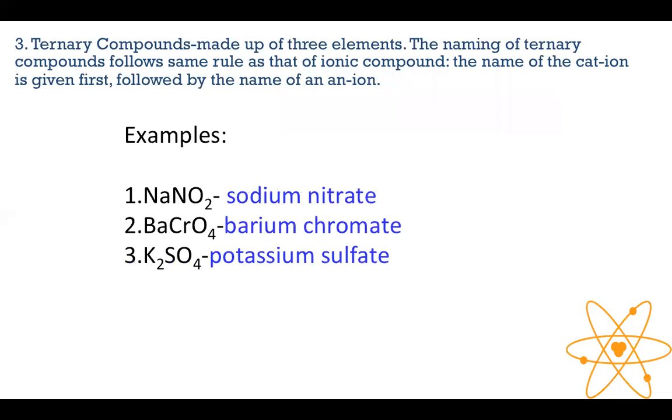Example, NaNO3. Since ang NO3 is your nitrate, then your Na is sodium, therefore you have to write sodium nitrate. So walang baguhin. Okay? Then BaCrO4. Your CrO4 is your chromate. So therefore, your Ba is barium. So you have to write the name barium chromate. Then K2SO4. So ito, ang K is your potassium. Yung SO4 naman is your sulfate. Therefore, you have to name it as potassium sulfate. So ito ang pinaka easy sa lahat.